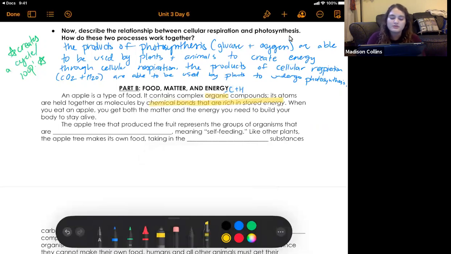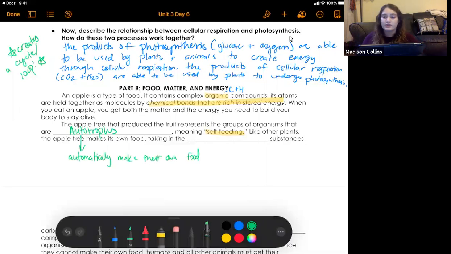represents the groups of organisms that are blank, meaning self-feeding. Right? So the blank that's going to go here is autotrophs. Plants are autotrophic organisms. Remember, that means that they automatically make their own food. They do it on their own without any help. Right, so this means that they are self-feeding. They create their own food. They create their own glucose.